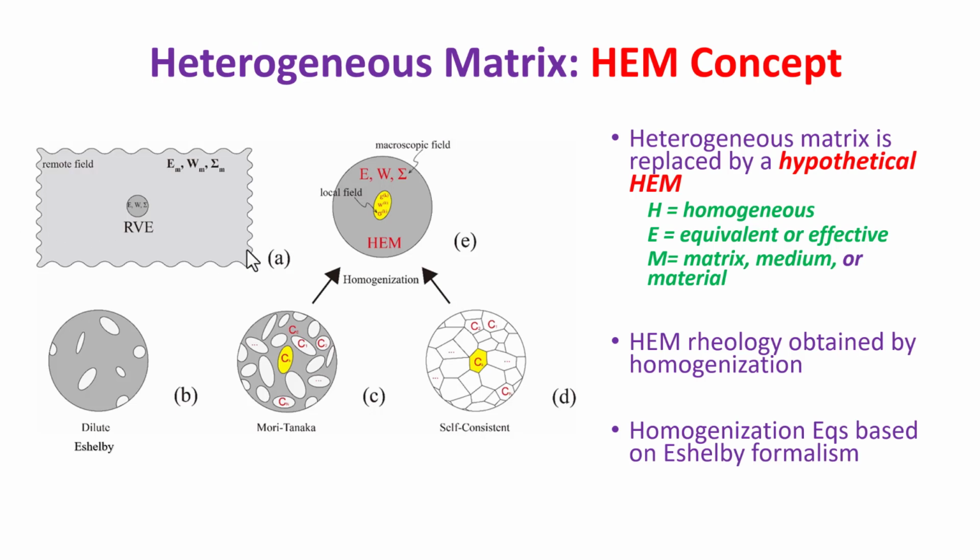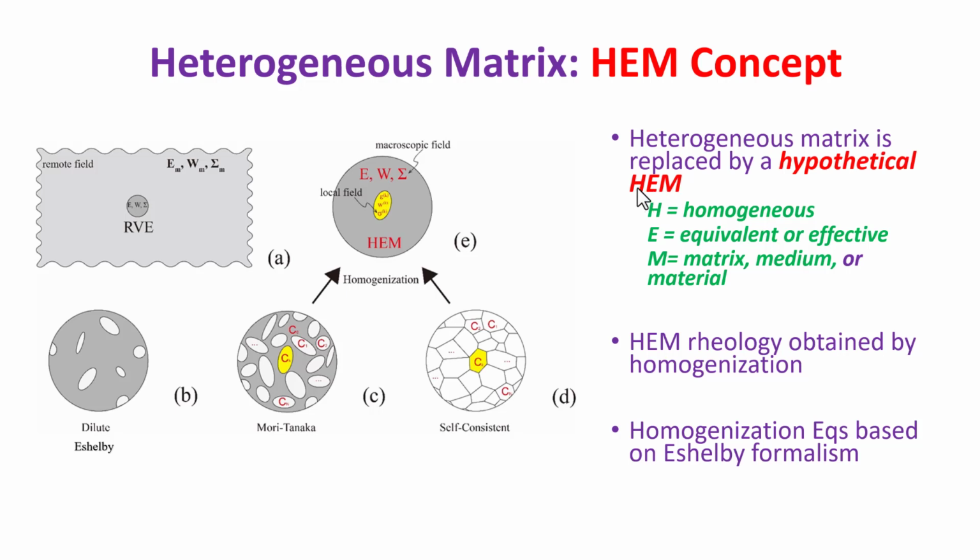The matrix is almost never perfectly uniform in nature, and this is dealt with by a hypothetical homogeneous equivalent medium. In this approach, the heterogeneous matrix is replaced by a hypothetical homogeneous equivalent medium, HEM.